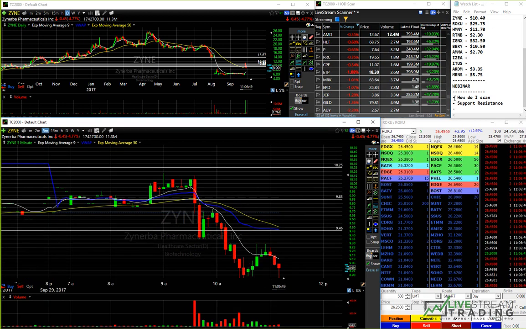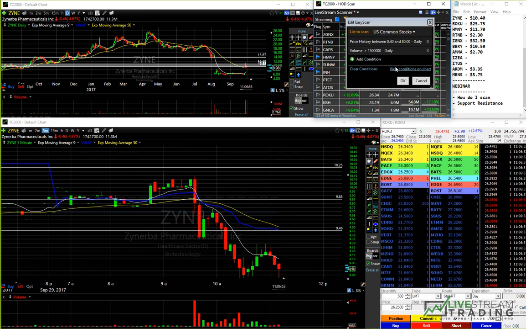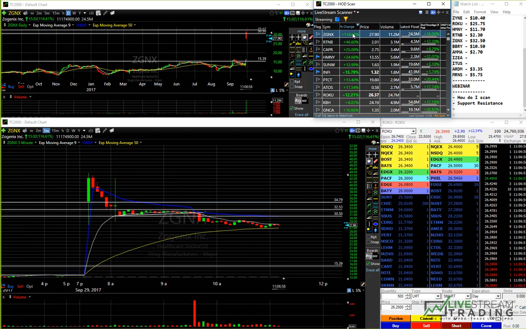And again, as far as scanning goes, really simple. The criteria is very simple on my scanner. I don't see why people complicate it so much. If the stock's doing volume, it's up on the day, I'm looking for a chart that I can trade. So I'm looking for a specific setup.